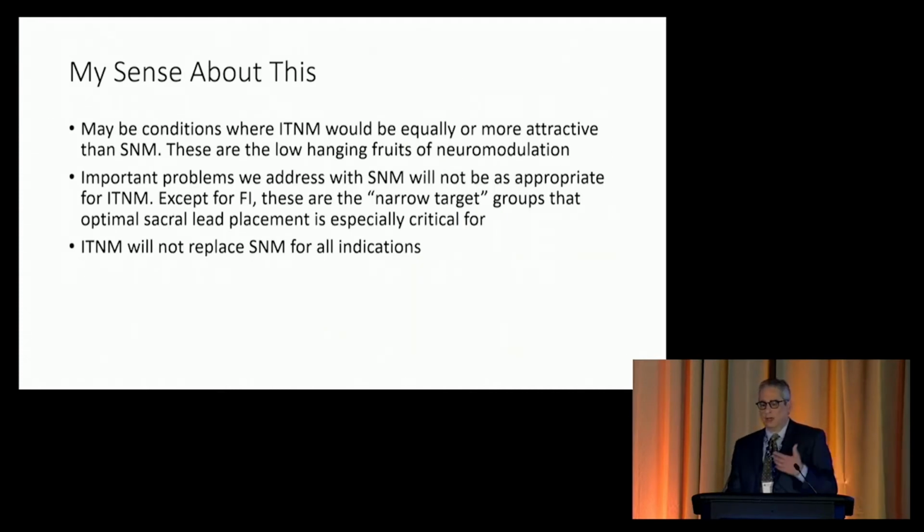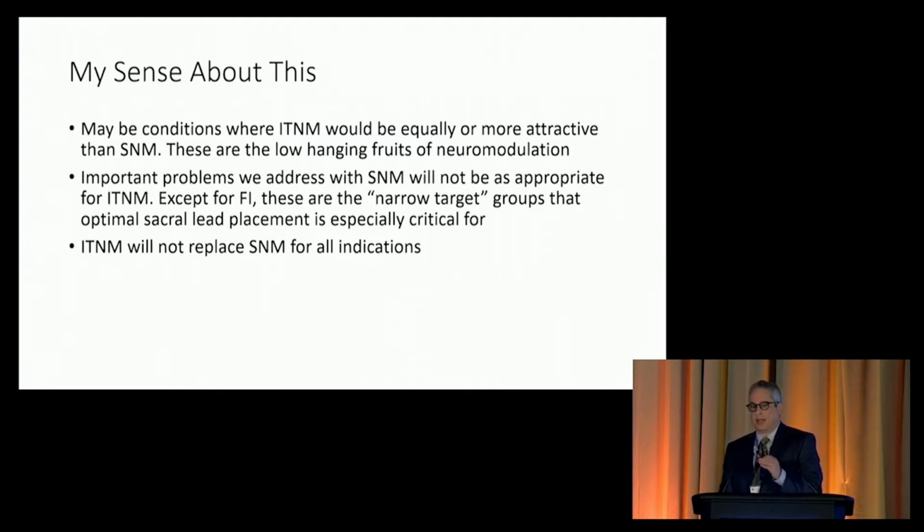So in conclusion, my sense about this is that there may be conditions where implantable tibial nerve stimulation would be more attractive than sacral neuromodulation, but these are the low-hanging fruits of neuromodulation. And there are important problems that we all address with sacral neuromodulation that will not be appropriate for implantable tibial nerve stimulation, except for fecal incontinence, which for some reason tibial nerve stimulation doesn't seem to be as effective for, but it's a broad target problem.